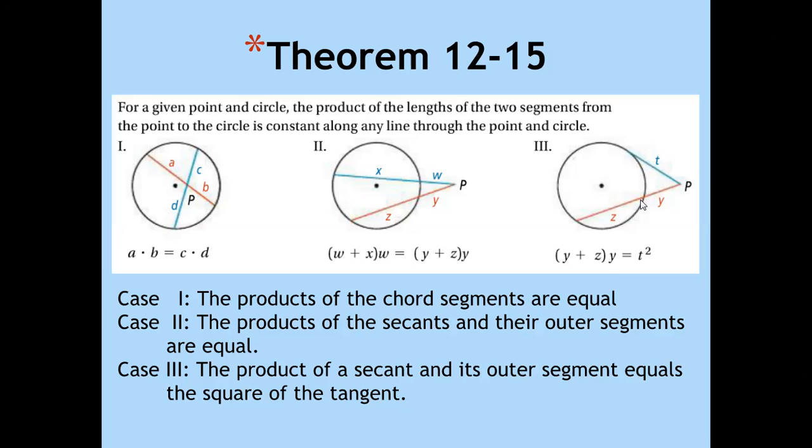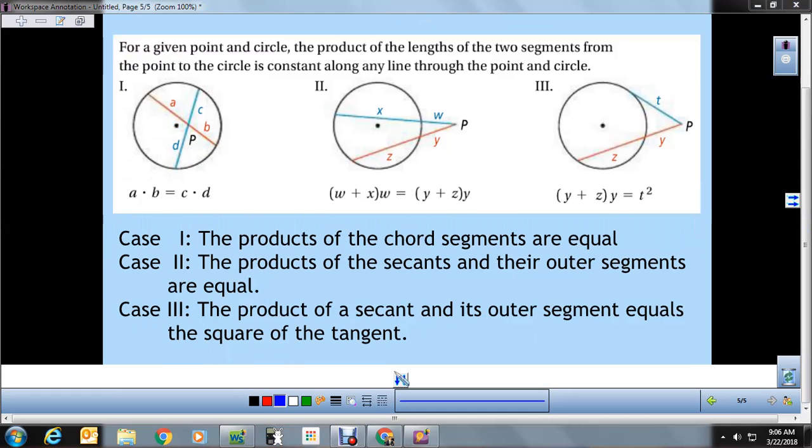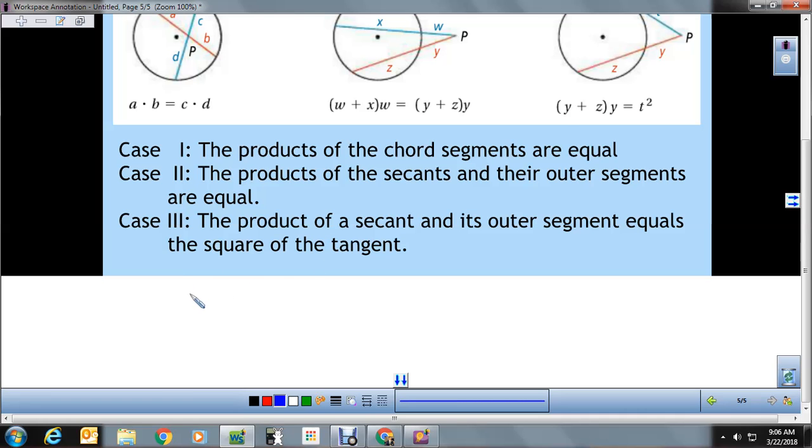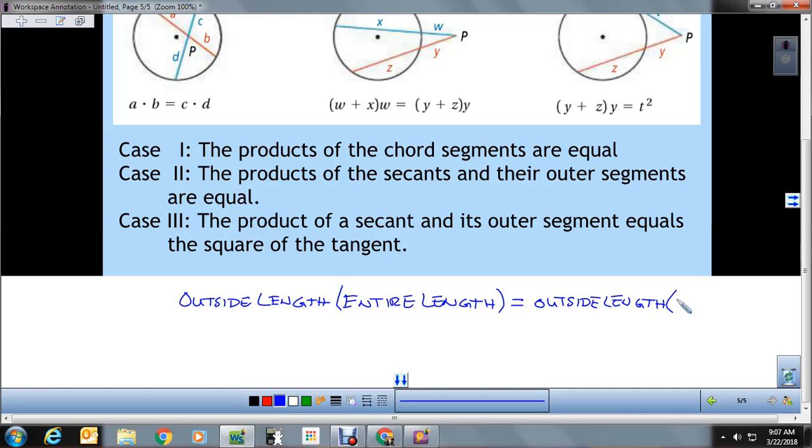So let me give you a general way to write this out. In case 2 and case 3, it is the outside length times the entire length, equal to the outside length of the other line times the entire length of the other line. So make sure you have this down. This is just a general form. It kind of summarizes what we're doing here and makes it a little bit easier to understand. The outside length times the entire length equals outside times the entire.